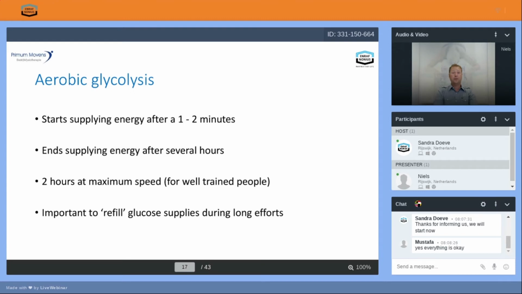When you have used up all your glucose, first you use up the glucose available in the muscle cells itself. Then you use up the glucose that's available in the blood, and when that's not available, the liver starts supplying glucose to the blood. And when you have used up all 3 glucose sources, it is really important that after the activity you refill your glucose supplies, which means you have to eat.